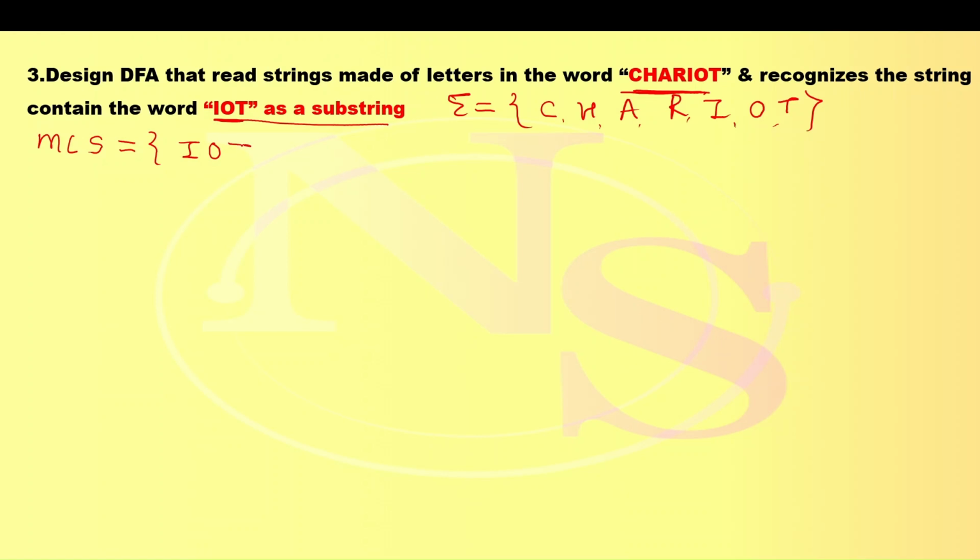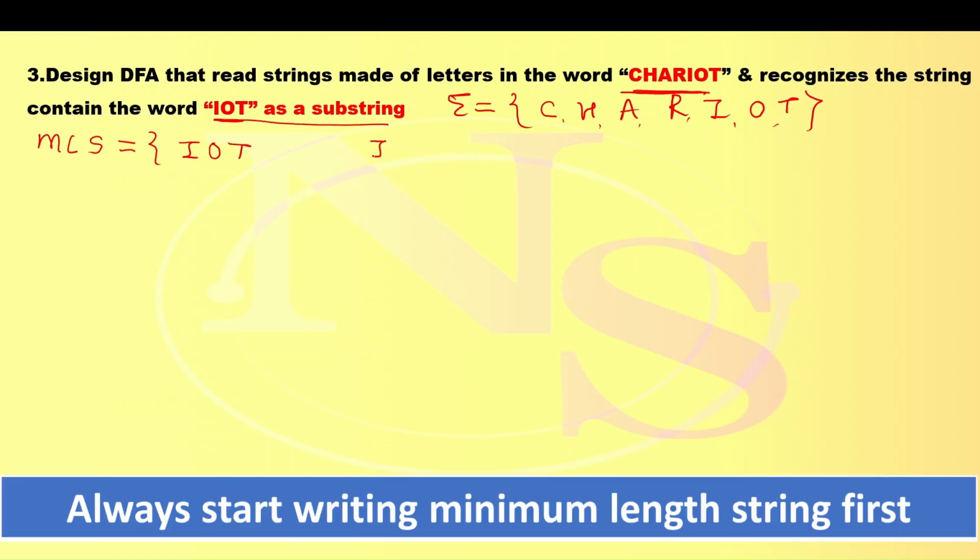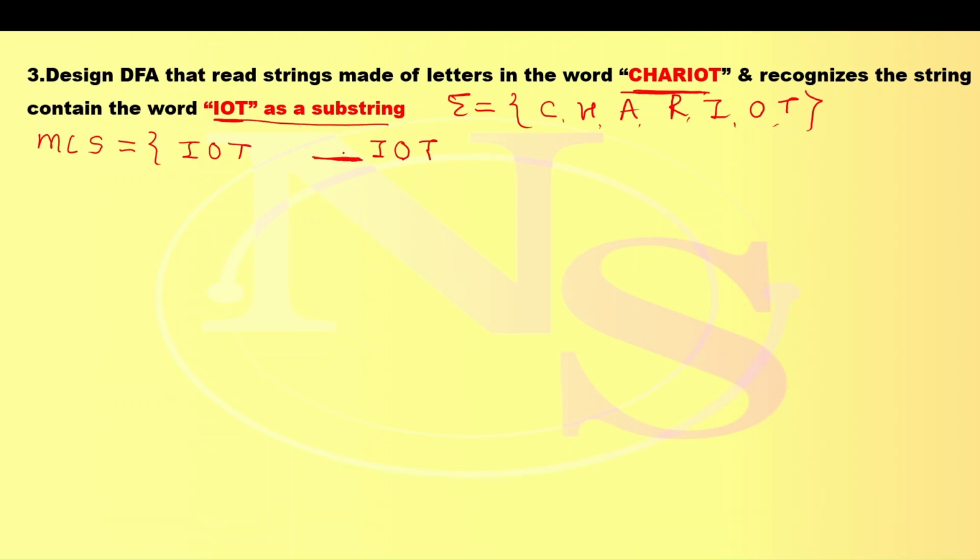So our minimum length string is IOT. It means IOT should be present, but before IOT any string can come, 0 or many times. After IOT any string or any symbol can come 0 or many times. Now let's start designing the DFA.